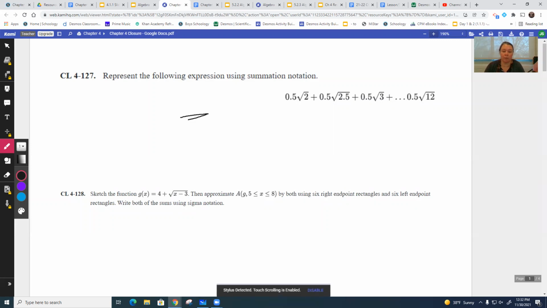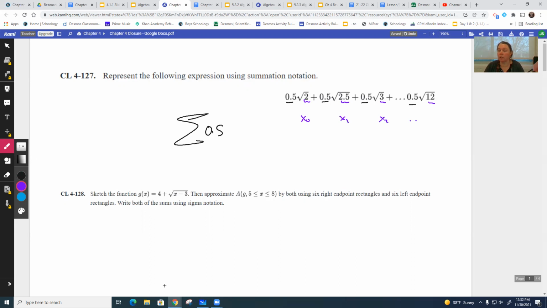So when I look at this, I notice there's a 0.5 as part of all of the terms. So I'm going to have a 0.5 here. And then when I look at this number here, I've got a 2 and then a 2.5 and a 3, and it goes up to 12. There's more than one way to do this, but if we take it back to when we were doing area under a curve, this is like at x sub 0, at x sub 1, at x sub 2, and so on. At x sub, we don't know yet.